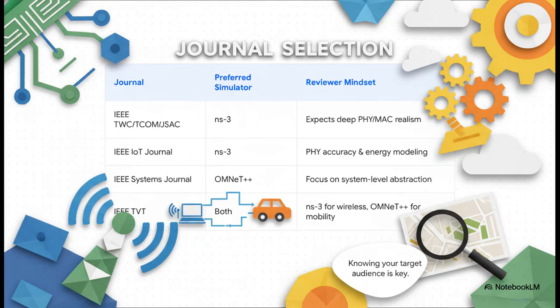Where are you actually trying to publish your paper? If you're aiming for the top-tier networking journals, I'm talking TWC, TCOM, JSAC, ns-3 is pretty much the expected standard. Why? Because the reviewers there live and breathe deep physical and MAC layer realism. But if you're targeting something like the IEEE Systems Journal, OMNeT++ is actually a great choice because there the focus is more on high-level system interactions. You gotta know your audience.